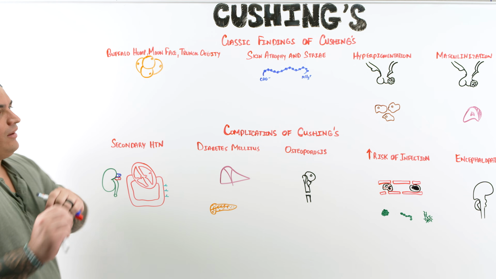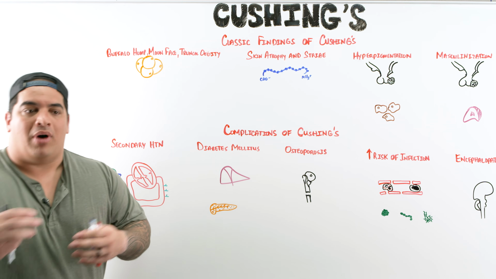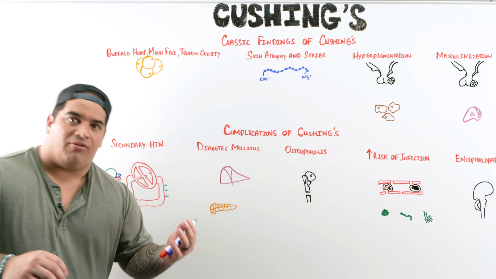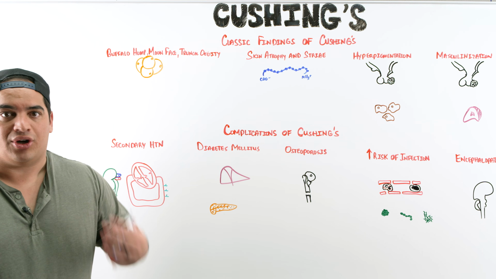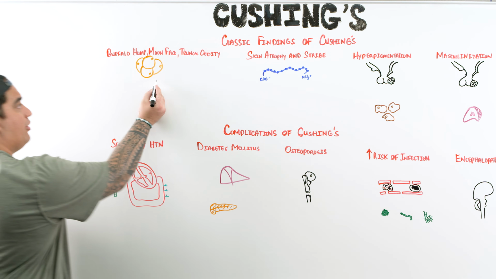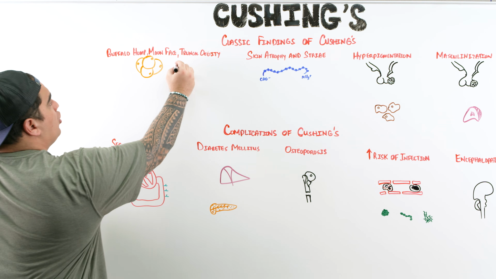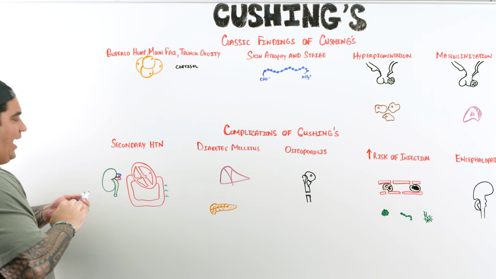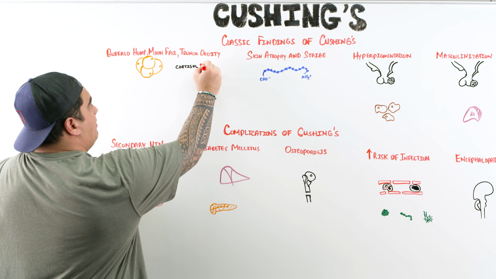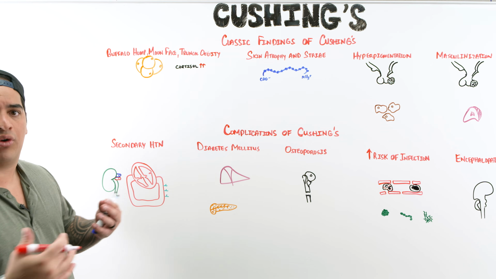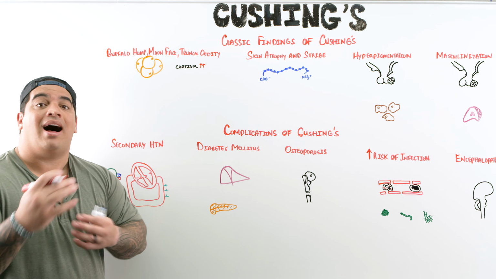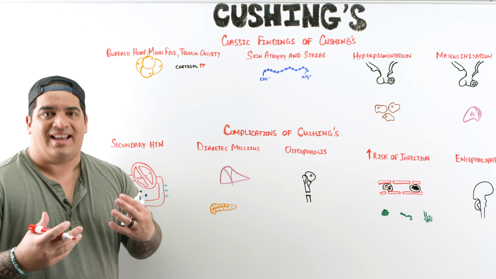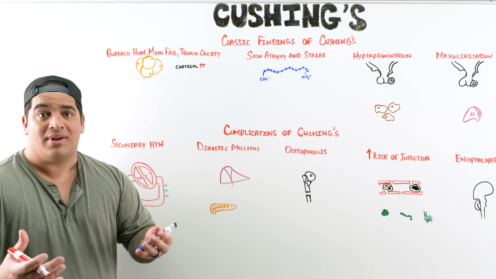What I want you guys to understand here is, why does the buffalo hump, why does the moon face, why does the truncal obesity actually occur? When we look at the adipose tissue here, cortisol plays a very prominent role in metabolism, particularly lipolysis. During a stress response, whenever cortisol is released, it helps to trigger lipolysis, so that you can utilize those fatty acids and glycerol for ATP production in the muscles.